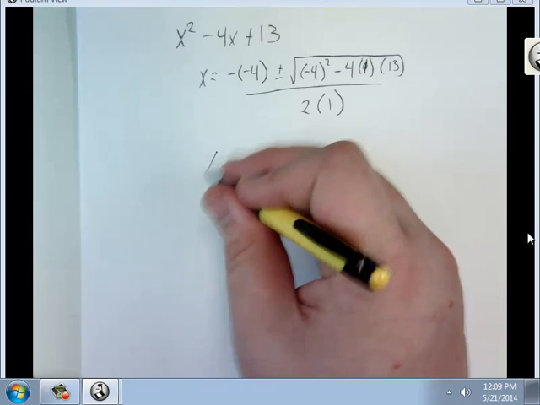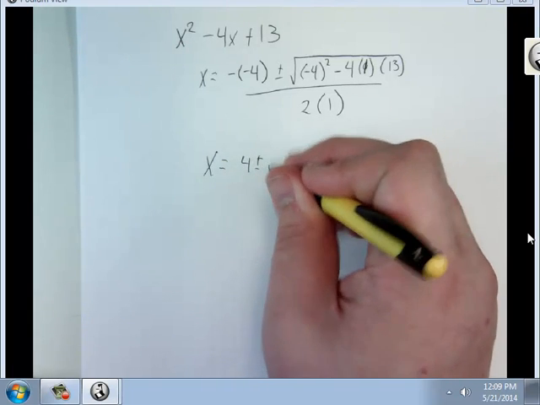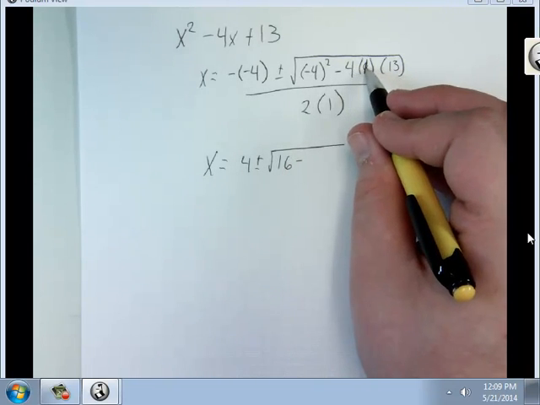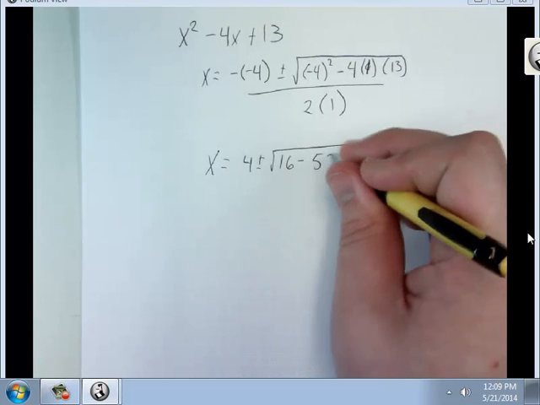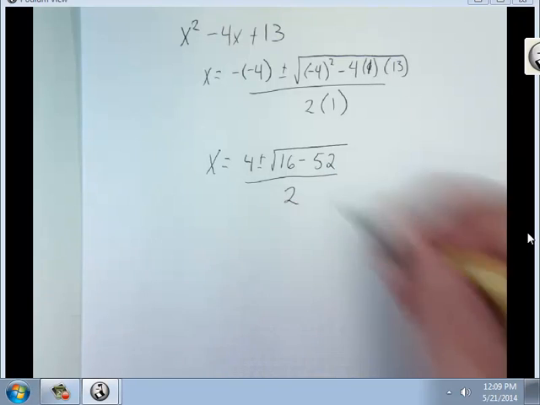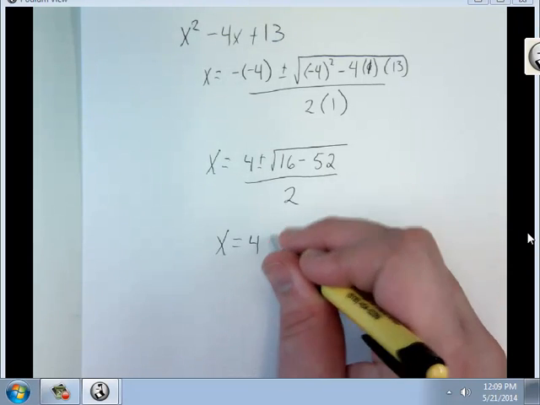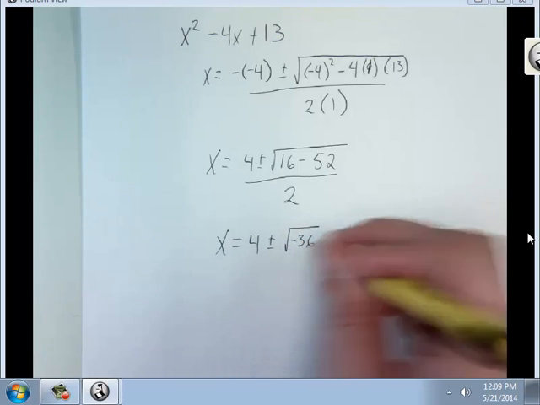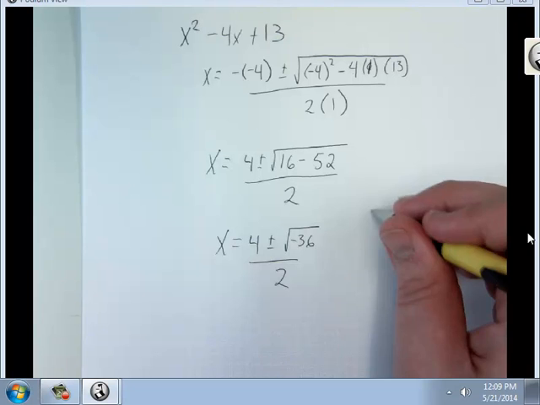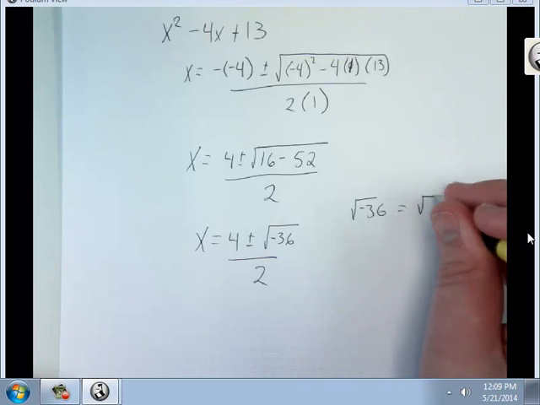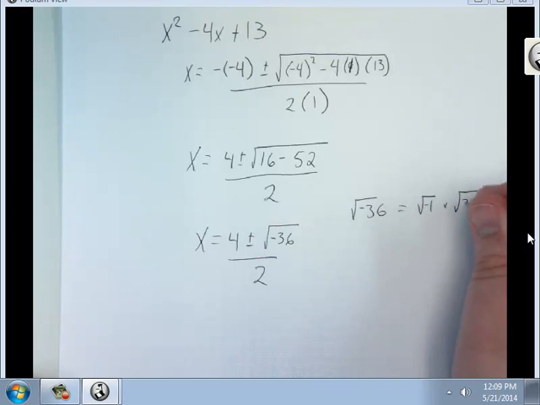x equals 4 plus or minus the square root of 16 minus 4 times 1 times 13, which is 52, all over 2. So I get x equals 4 plus or minus the square root of negative 36 all over 2. And I know the square root of negative 36 equals the square root of negative 1 times the square root of 36, which is nice because it's just 6 times i.